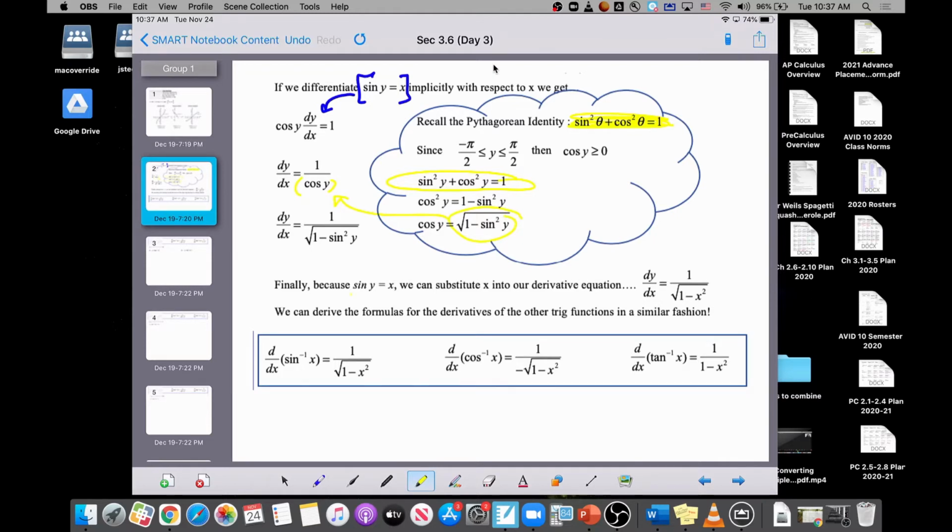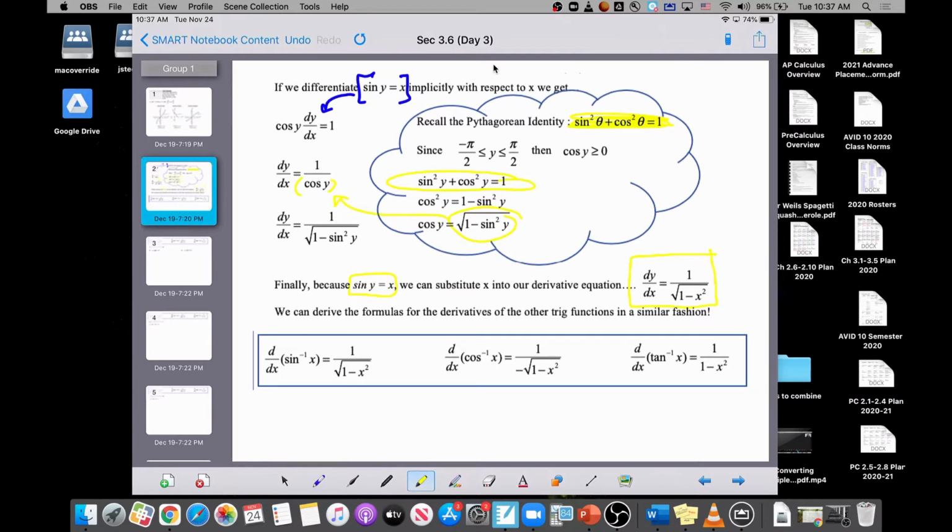But then finally, we go back to the original equation that we were given, which was sine y equals x. And so we replace sine squared y with x squared. So we end up with the derivative of y with respect to x of the inverse sine function as 1 over the square root of 1 minus x squared. So basically those inverse trig derivatives come from implicit differentiation and the Pythagorean identity and some substitutions.